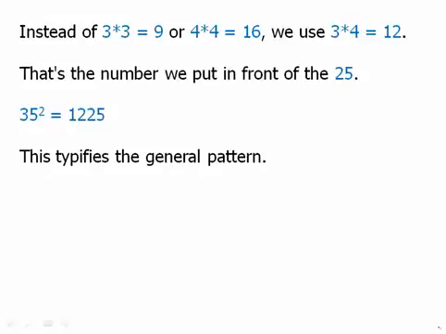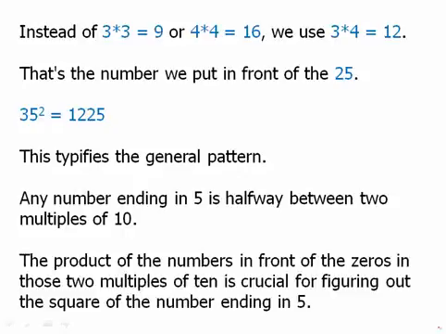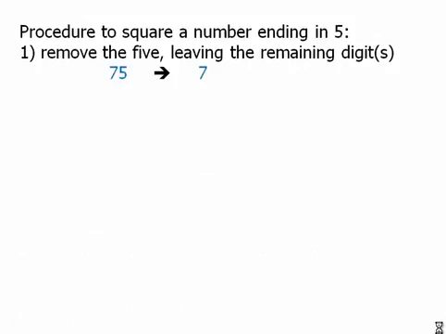This typifies the general pattern. Any number ending in 5 is always halfway between two multiples of 10. The product of the number in front of the zeros in these two multiples of 10 is crucial for figuring out the square of the number ending in 5.